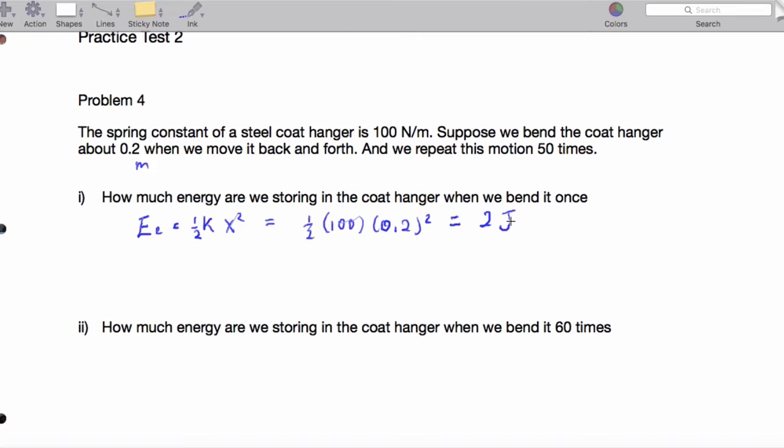So now we want to know how much energy we're storing in the coat hanger when we bend it 60 times. So we take 60 times the 2 joules we had before.